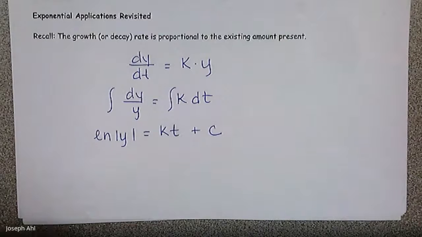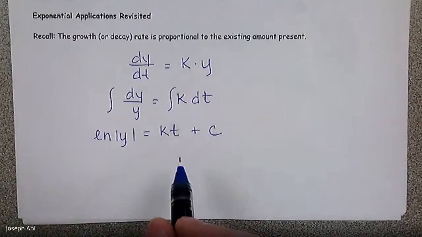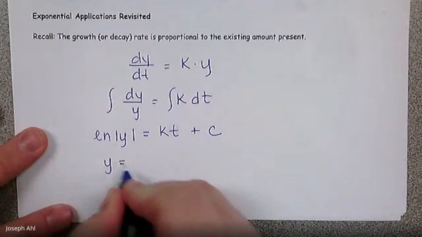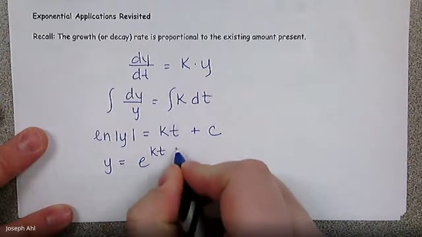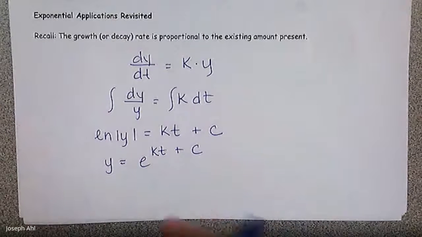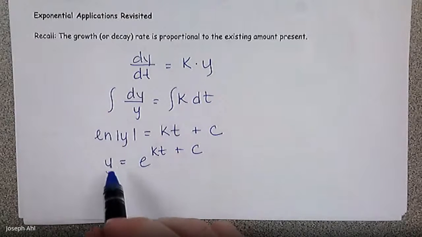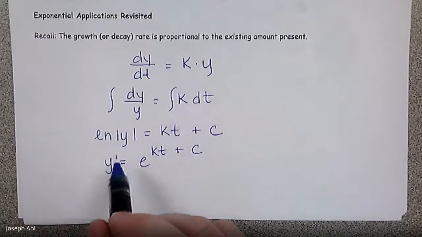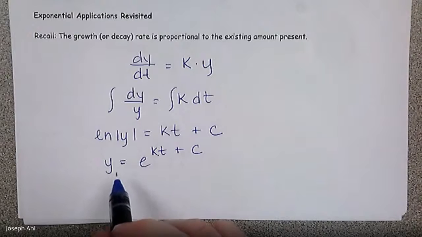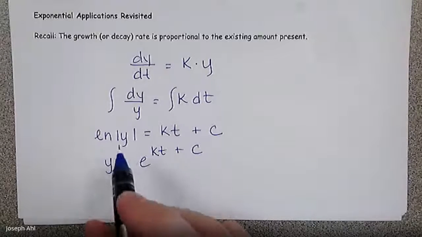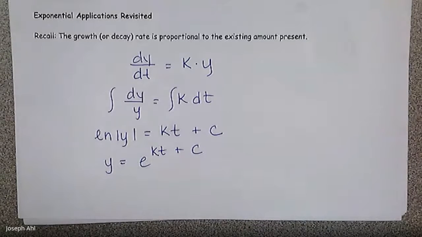And then after that, we're going to go ahead and convert this to exponential form. So we would have y equals e to this power, kt plus c. Remember that the reason why we're okay to drop absolute value in this next step is that the initial amount or the existing amount present is going to be a positive amount. So we don't need the absolute value there necessarily.